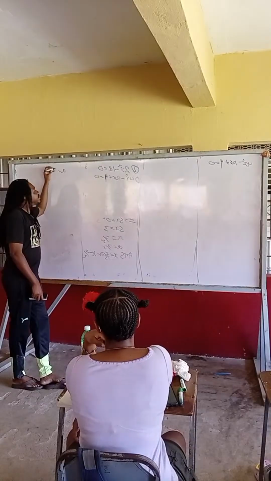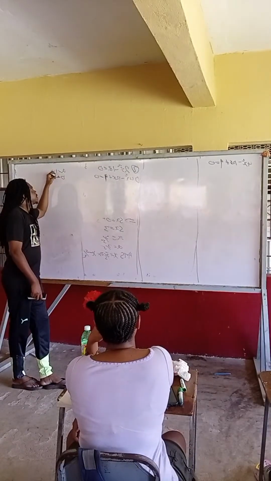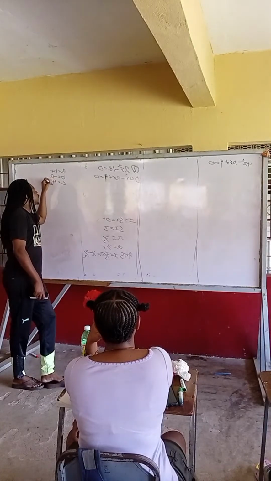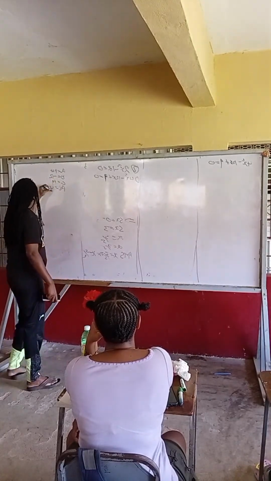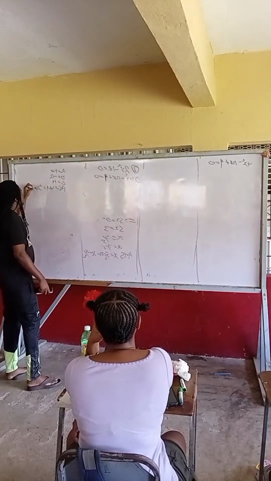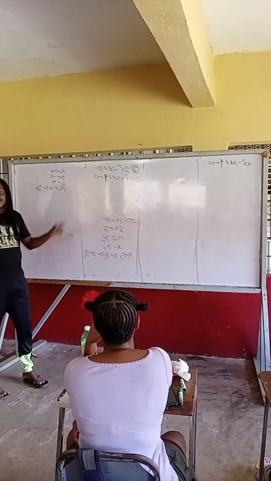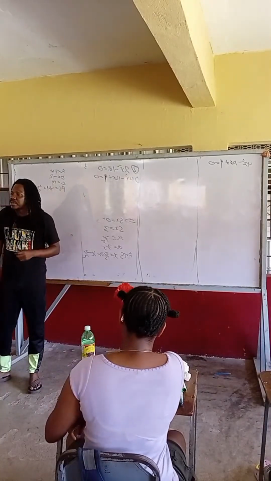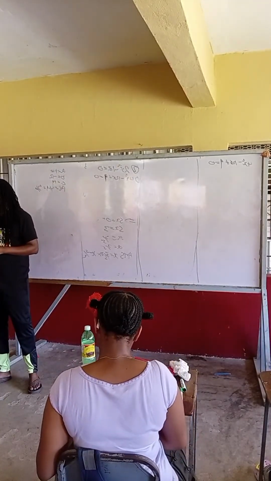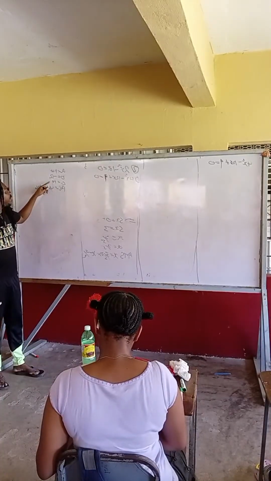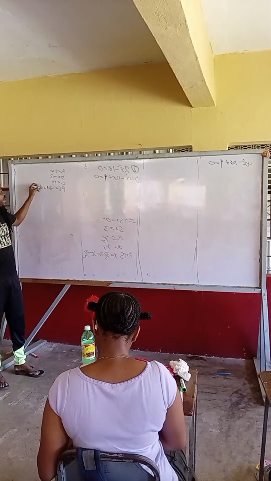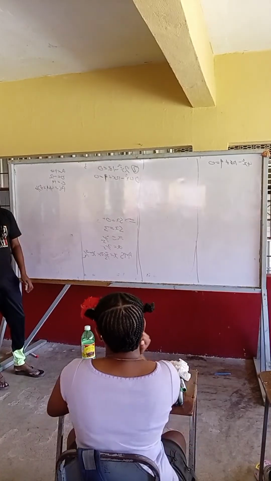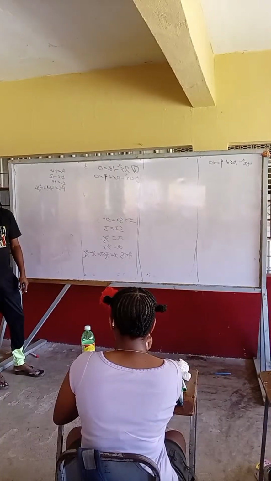A is what? Positive 4. B is what? Negative 12. C is what? Positive 9. AC: 4 times 9, 36. B is negative. So we know that it's two negative numbers we have to use. Everybody see that? AC is positive and B is negative. So I know that I'm going to use two negative numbers. Everybody see that? Yes, sir.